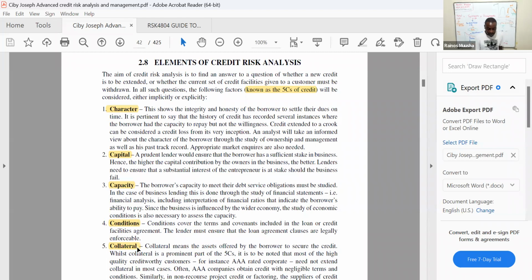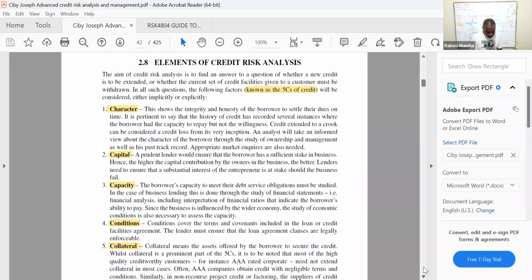The second one is capital, where they say a prudent lender would ensure that the borrower has a sufficient stake in the business. Hence, the higher the capital contribution by the owners of the business, the better. So lenders need to ensure that a substantial interest of the entrepreneur is at stake should the business fail, so that the owners of the business also have something to lose. If they have something to lose, they are going to be incentivized to ensure that the project or the company is also going to be doing well.